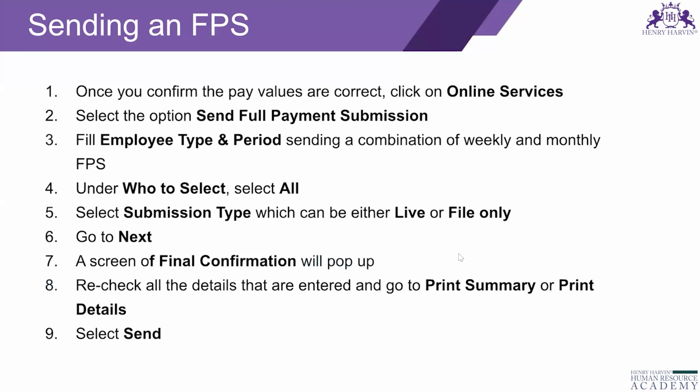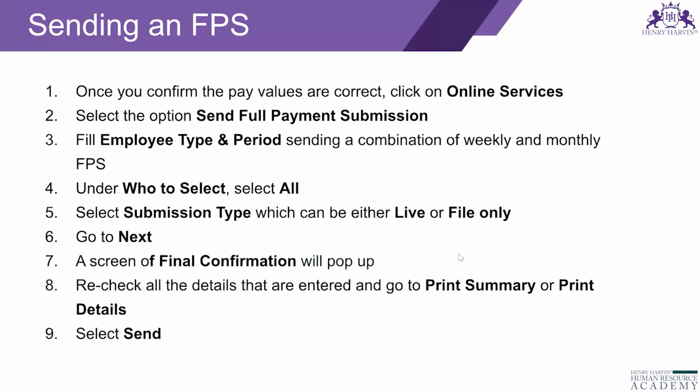Select the submission type, which can be either live or file only. You have to select live always. File only is a dummy run, as I told you that you can generate a dummy file. If you want to check the file, you can select file only and you'll get the extract. It will not go to HMRC. Whenever you select send FPS, the default option will be file only, so that by mistake you do not send live. Software does this purposely. Live you have to select, and then only it will go.